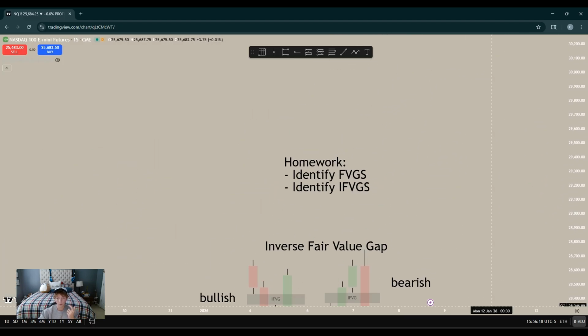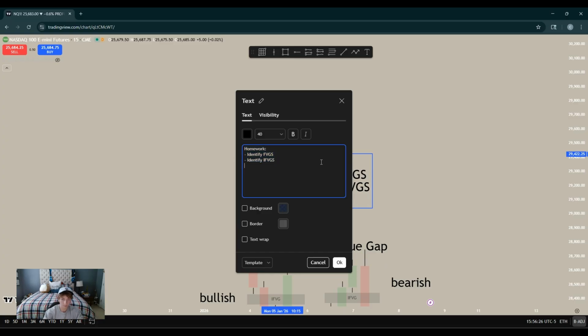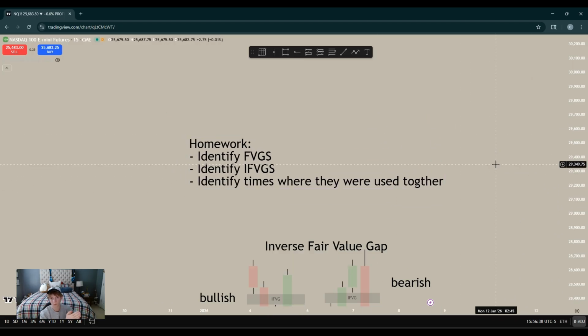So homework: identify fair value gaps and inversion fair value gaps. I'm also gonna put in here, identify times where they were used together, right? Just like we went over. Times where they were used together, where an inversion fair value gap would wipe out a fair value gap, and then it would create a new fair value gap to tap into to then take longs or shorts, right? And then how fair value gaps form, and we can tap into them and then get an inversion out of it to then target opposing draws on liquidity, all right?